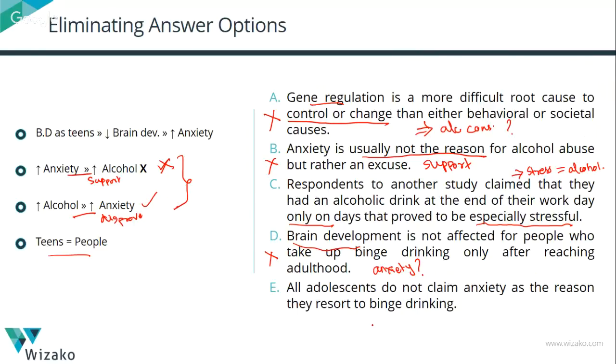Finally, E, all adolescents do not claim anxiety as the reason they resort to binge drinking. They don't say anxiety is the reason. The author is also saying anxiety is not the reason, which means this is also supporting the discussion made by the author and is not really weakening it, and that is out as well. People might tend to pick B or E as the answer when you don't have an understanding of what the argument is trying to say.